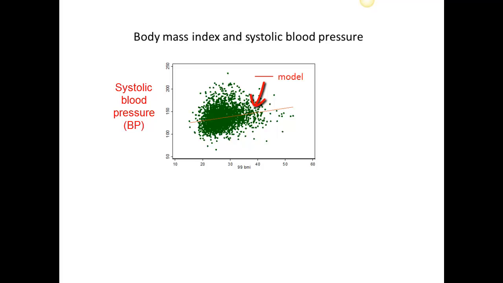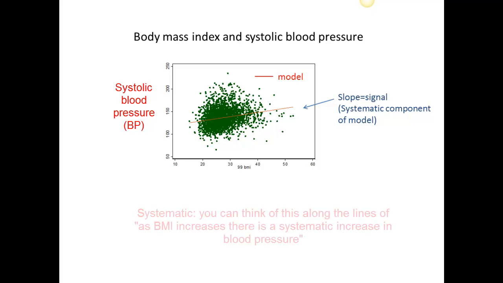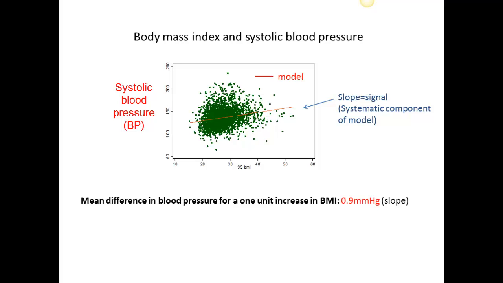and the line in this figure actually shows a model for how blood pressure behaves with respect to BMI. So in the figure, the signal of interest is the slope of the line. The slope represents the association between body mass index and blood pressure. So it's a systematic component of the model that captures the relationship of interest. And the slope in this example takes the value of 0.9 millimeters of mercury. This value represents the average increase in blood pressure for a unit increase in body mass index.